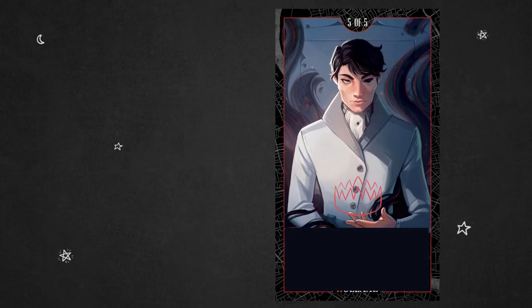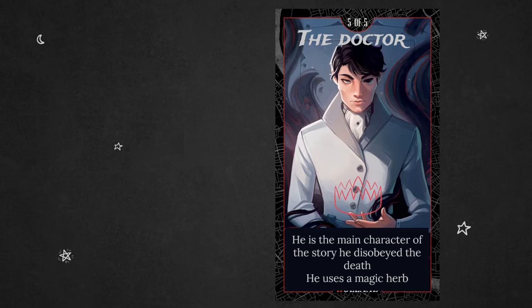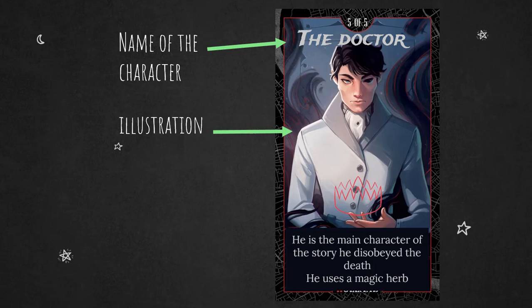So if you choose to make your card for an already made character, si eliges el número 1, que son characters que ya aparecieron en la story, puede verse algo así. For example, the doctor. Alright? So, you need to have the name of the character, the doctor. You need to make an illustration. Tienes que dibujar una illustration.